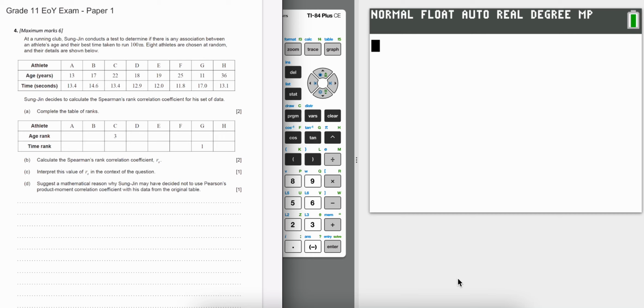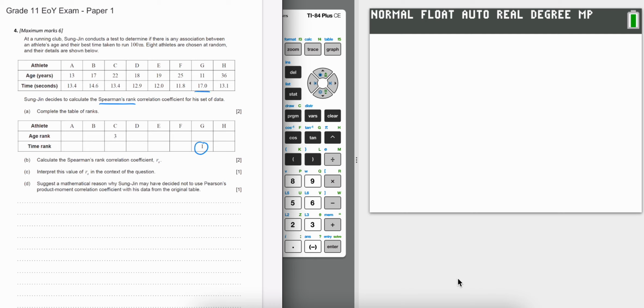Regression. And on this one, we're told that they're using Spearman's rank. So Spearman's rank in order to work it out. The first one is that we have to complete the table of ranks. Now they've given us the first one on the second row. So they've given us 1.